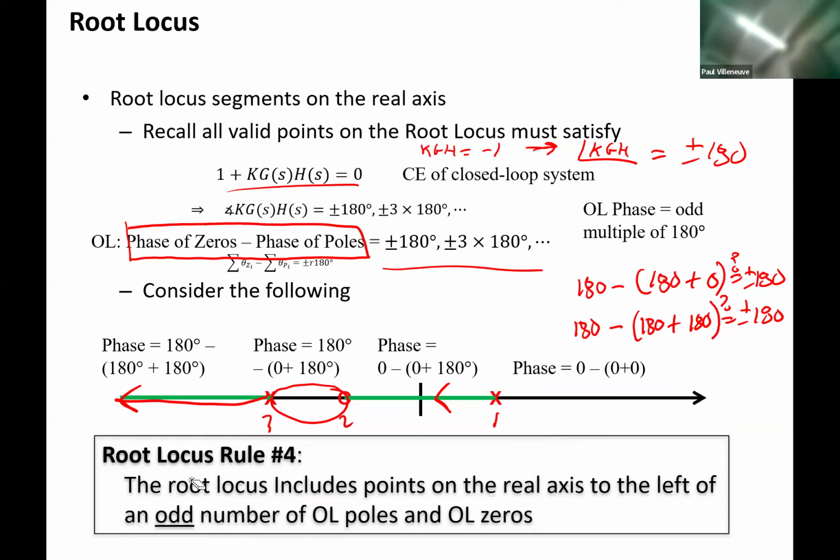Okay? How come it doesn't live right here? Because 2 is not an odd number, is it? 2 is an even number. So it doesn't live between 2 and 3 because to the left of 2, it's not an odd number. So this is a goofy one, but the only way that I know how to do it is to show you with these test points.